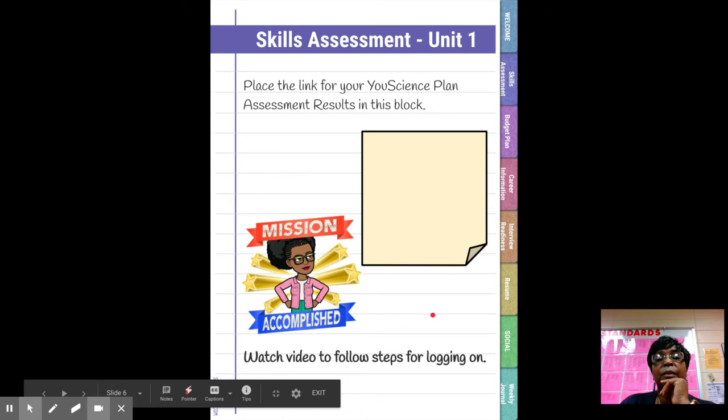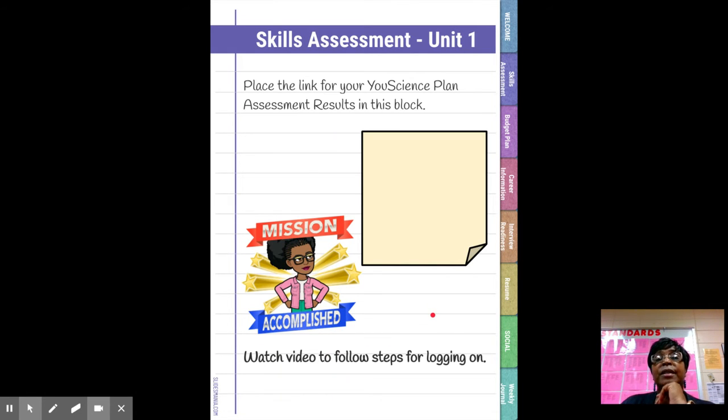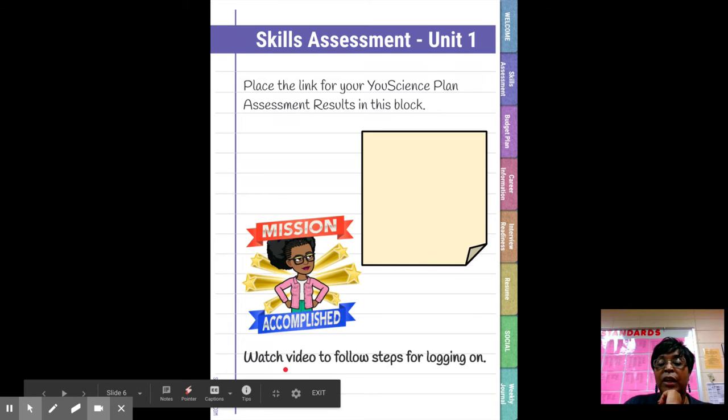First, in Unit 1, place the link for your U-Science Plan assessment results in this block. So whatever your results came from U-Science, copy the link and place it in this block here. Watch the video for the following steps for logging in.